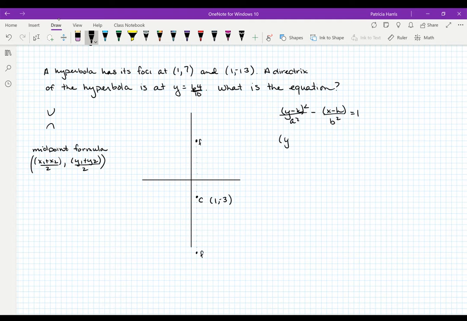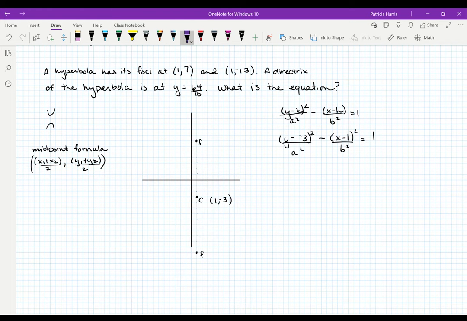Okay, so now I can fill in at least an h and a k. Remember, k goes with the y. H goes with the x. All right, so it feels like you're 50% done. And you know your hyperbola goes which way and all that fun stuff. Now we need a squared and we need b squared. For this, we are going to have to use that directrix. The directrix is at y equals 64 over 10.